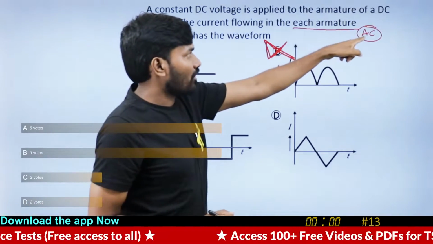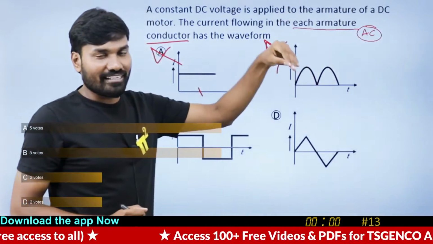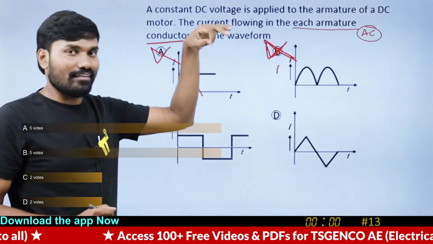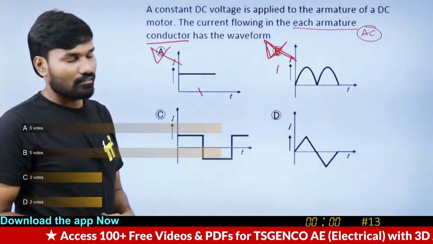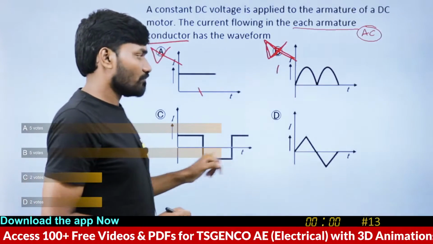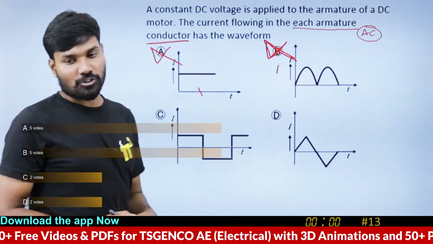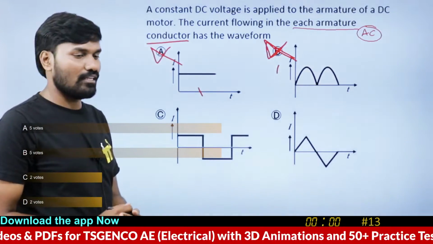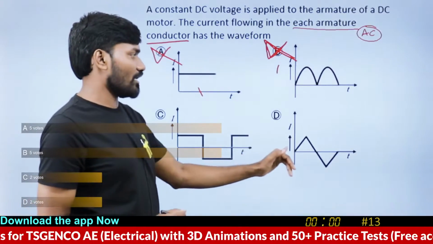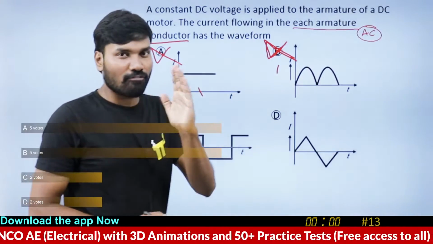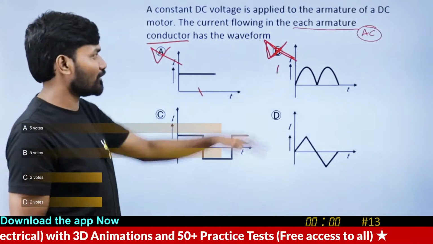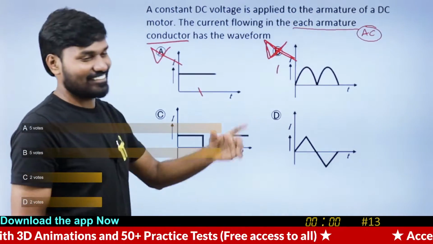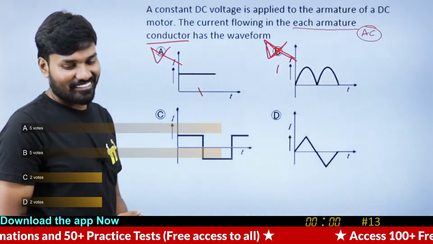We know that inside the armature of a DC machine, be it a motor or generator, the current is AC. So it is one of these two. Now at least tell me which one among these two, C or D. Now at least half the portion is clear for you. The 50-50 options are over. Now this is left for you. Try this out.